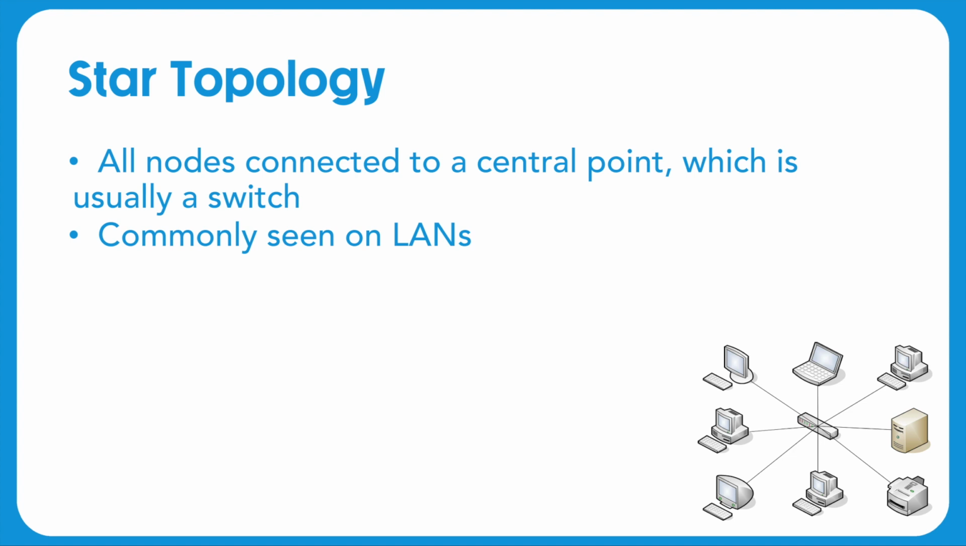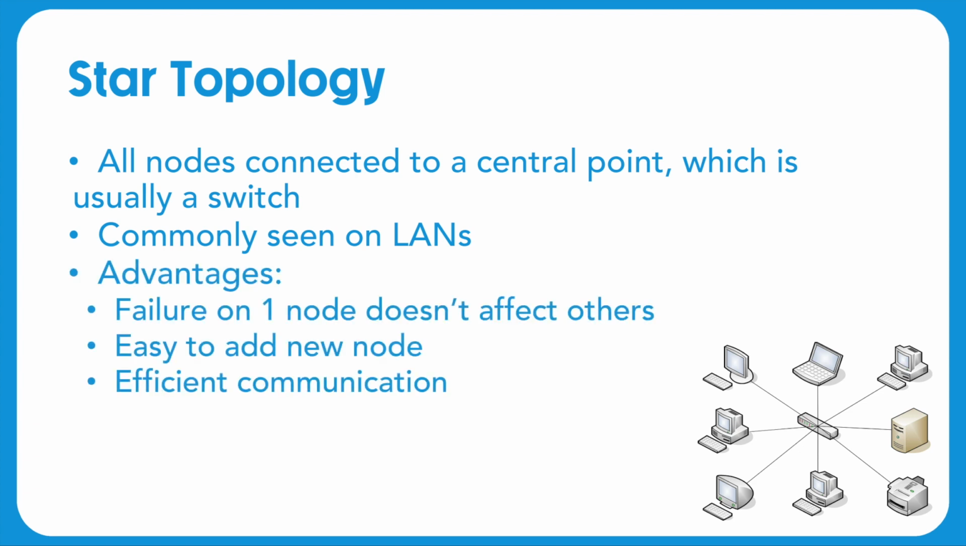In a star topology, all nodes are indirectly linked through a central point, usually a switch. This setup is commonly seen in local area networks, LANs, where devices like servers, workstations, and printers are all connected to a central switch. The advantages of a star topology include that each node is separately connected, so a failure in one node or its connection doesn't affect the others. Adding new nodes is simple, as you only have to connect them to the switch. And messages are also efficiently passed only to their recipients.